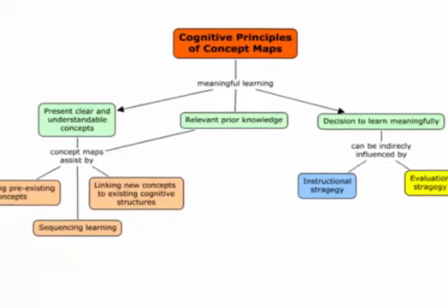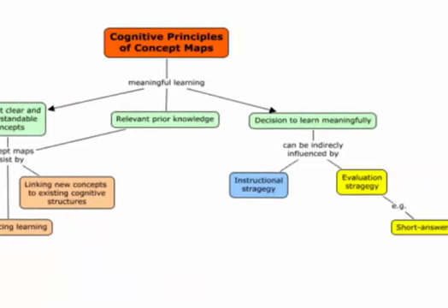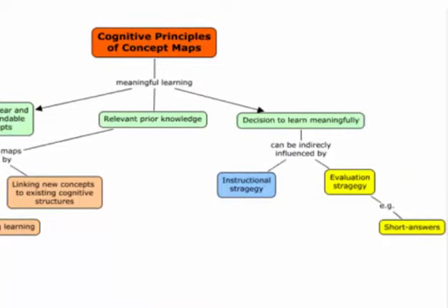The one condition over which the teacher has only indirect control is the motivation of students to choose to learn meaningfully. This indirect control is exercised by the teacher's choice of instructional strategy and evaluation strategy. Instructional strategies that emphasize relating new knowledge to the learner's existing knowledge foster meaningful learning. Evaluation strategies that encourage learners to relate ideas they possess with new ideas also encourage meaningful learning.